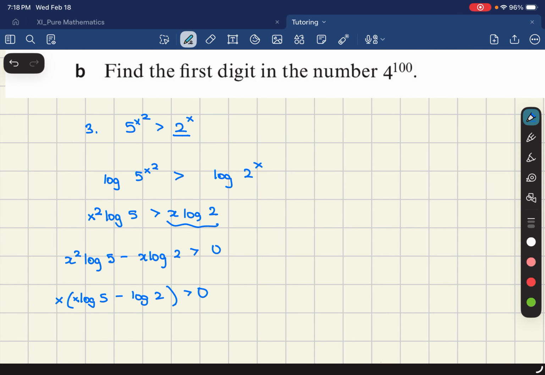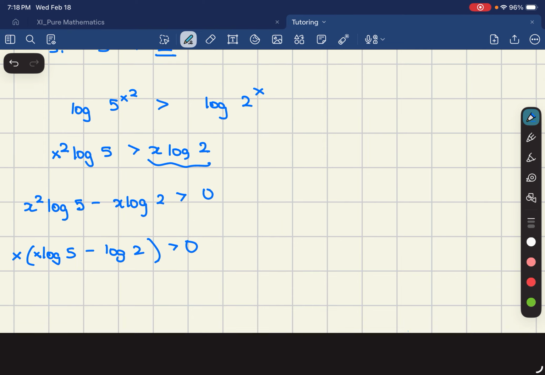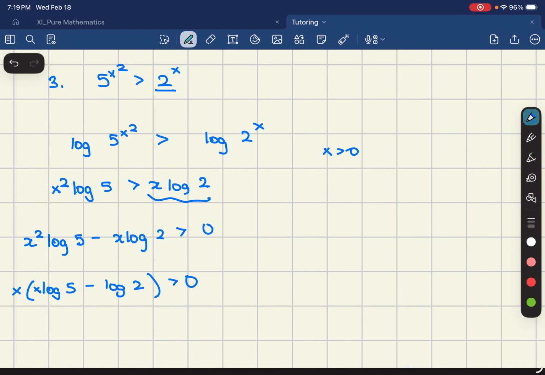And now there are two possibilities. If I want the product of two numbers to be positive because it's greater than 0, then either both numbers are positive or both numbers are negative. So let's say x bigger than 0. If x is bigger than 0, x log 5 minus log 2 must be bigger than 0. x log 5 must be bigger than log 2, and x must be bigger than log 2 over log 5. And remember, because 5 is greater than 1, then log 5 is positive.